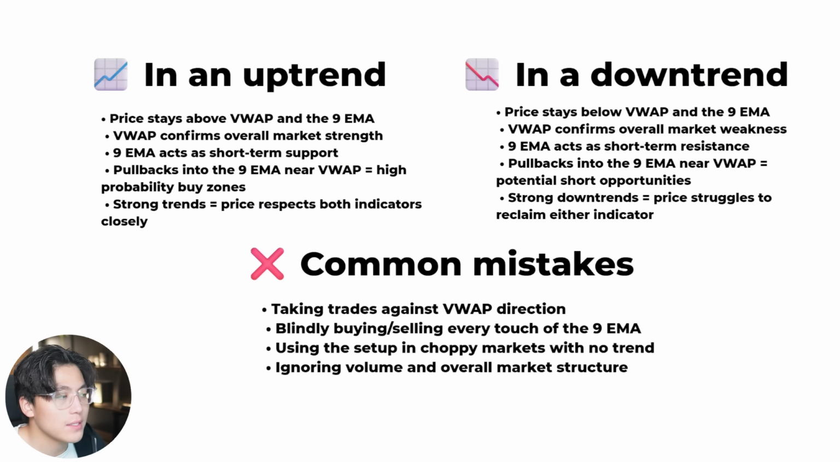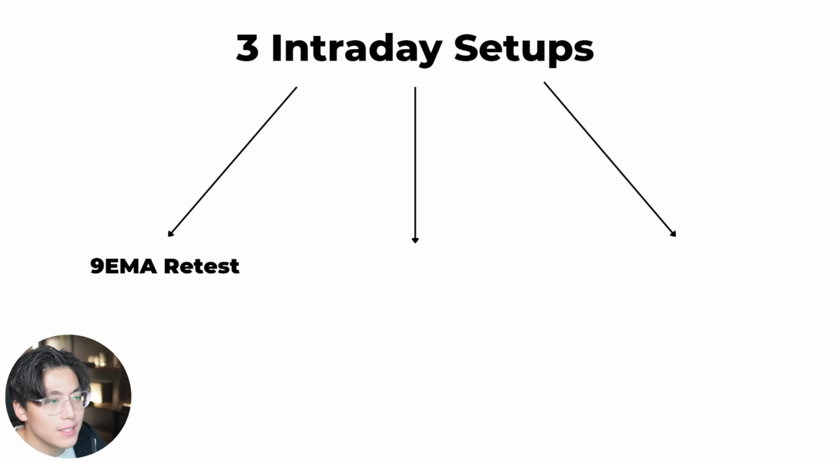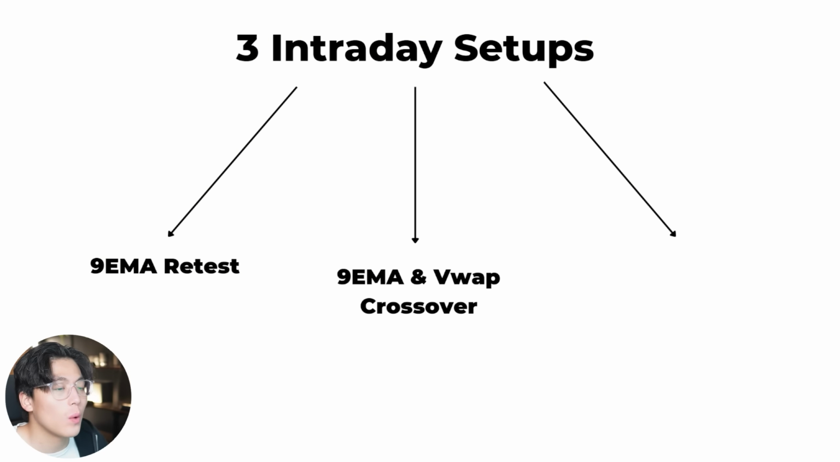So with that being said, let's talk about the 3 setups that I like to use with the 9 EMA along with VWAP. Number one, the 9 EMA retest, one of my personal favorites, looking for that continuation towards the upside or the downside. Next, what we have is the 9 EMA and VWAP crossover. This is when we have a potential shift in momentum. When the 2 indicators cross one another, that's a good sign that we're going to have a potential reversal in the markets. And third, which is the VWAP reclaim.